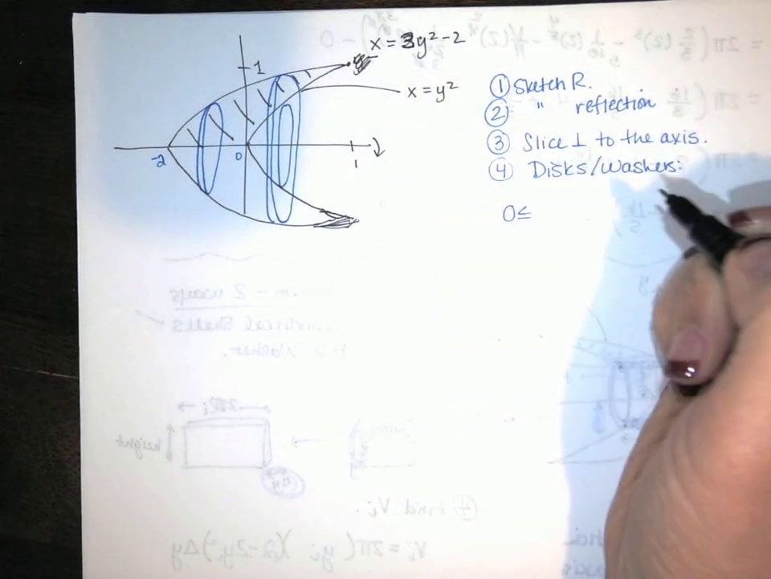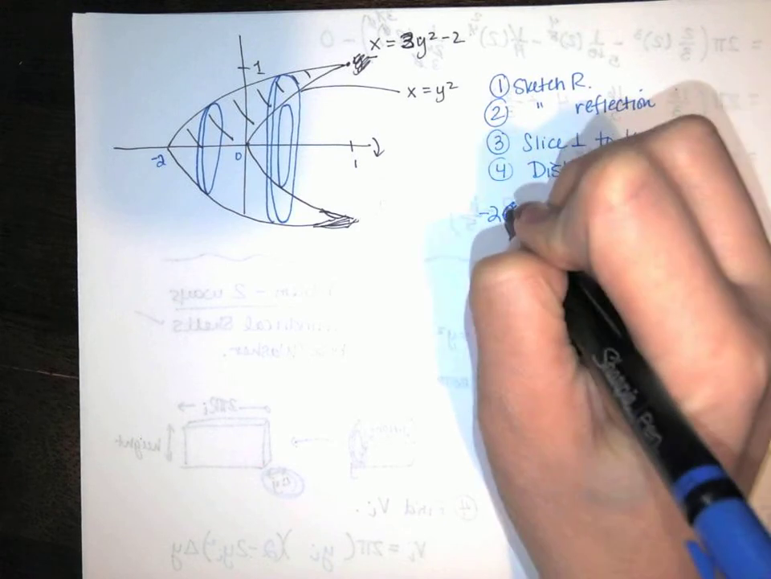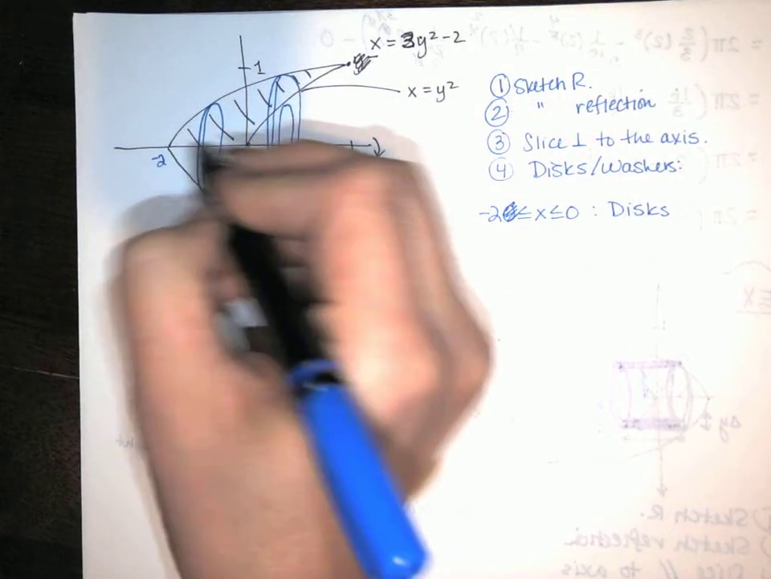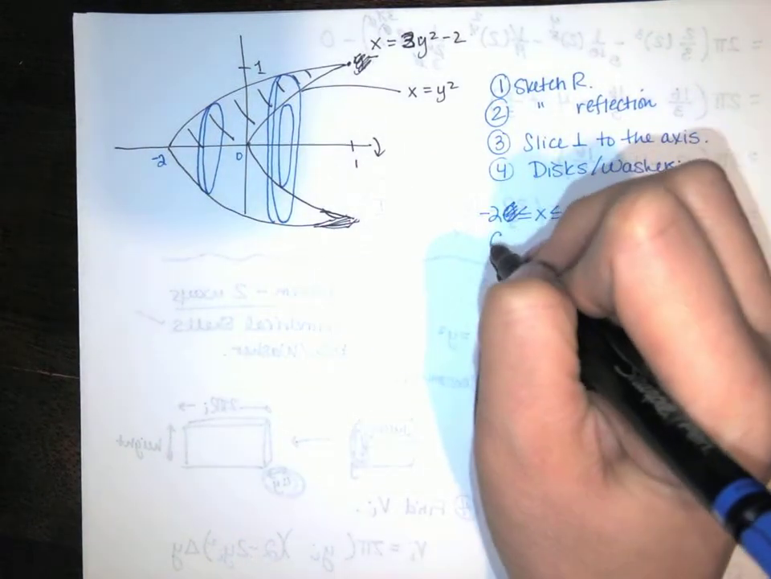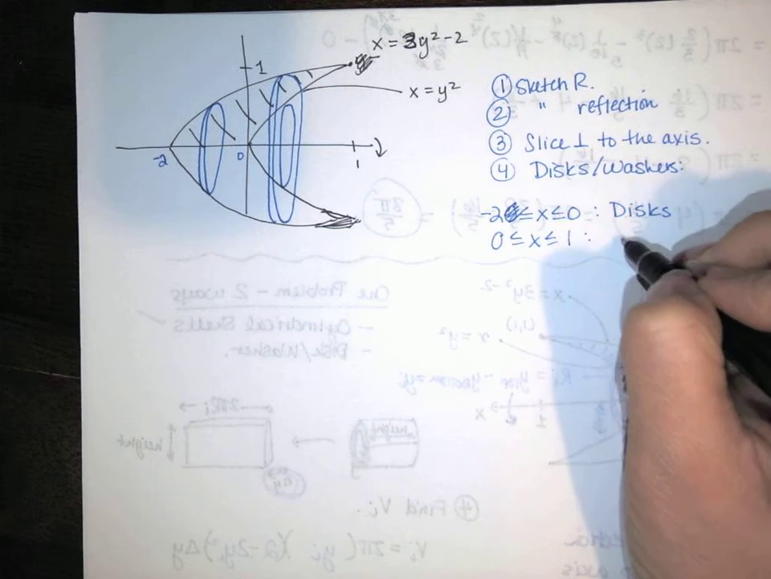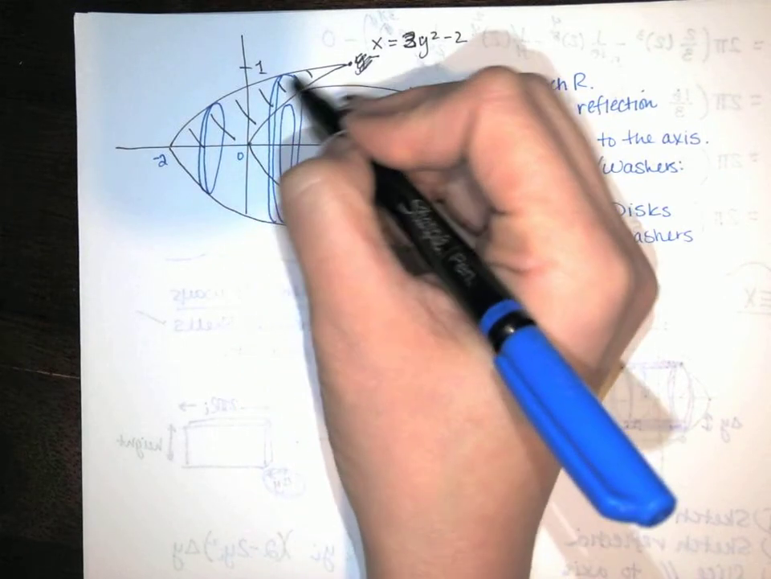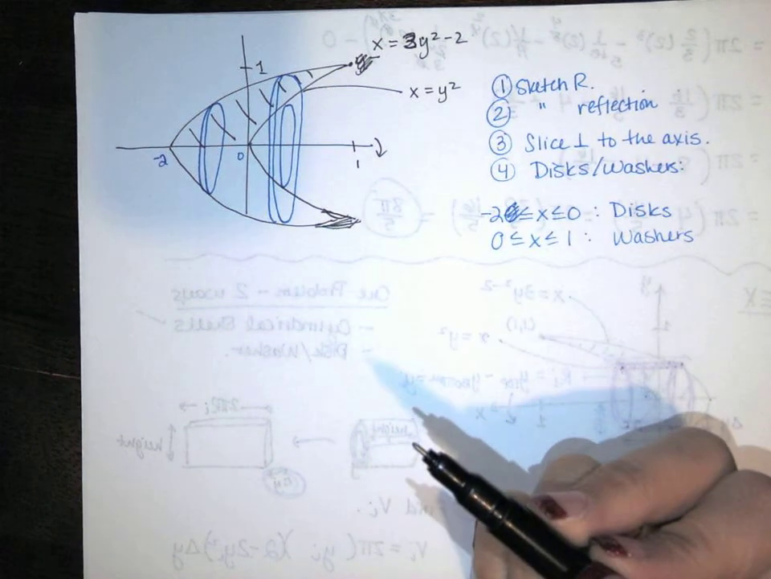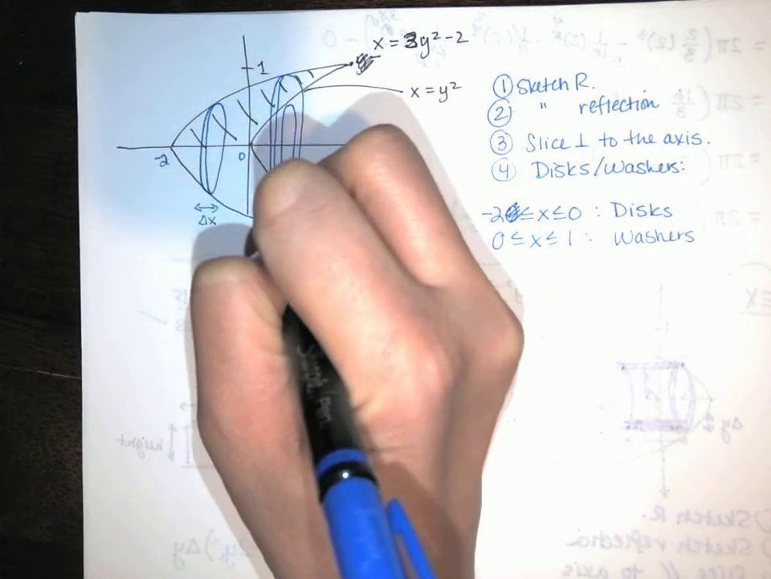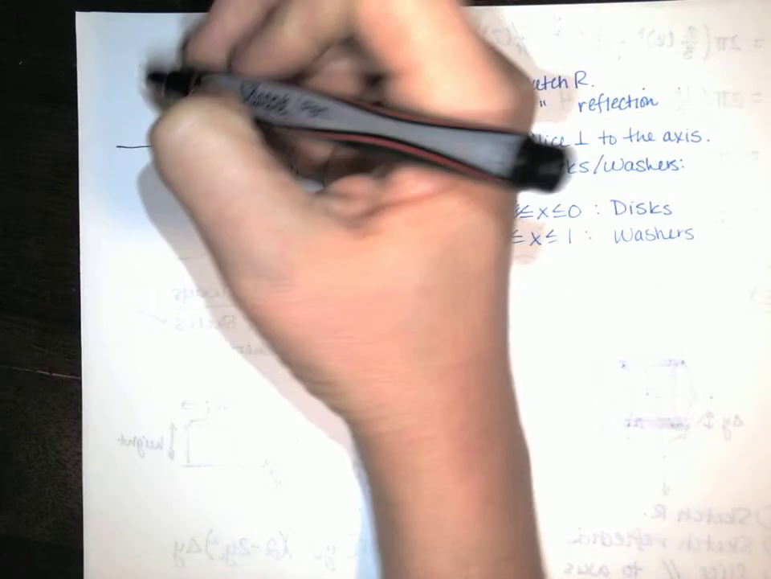So for x between -2 and 0, we've got disks, because there's no gap between our region and the axis. And for x between 0 and 1, this is clearly not to scale, we've got washers, because there is a big old gap between this region and the axis. And then in both cases, the width of my disk or washer is delta x, or if you prefer, you can draw a representative rectangle.